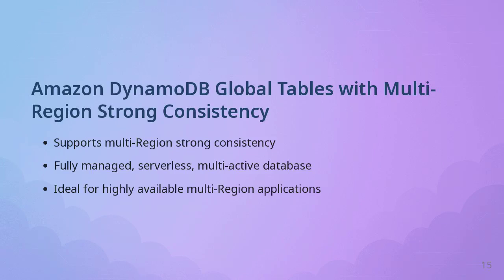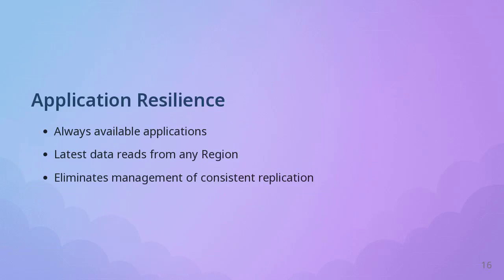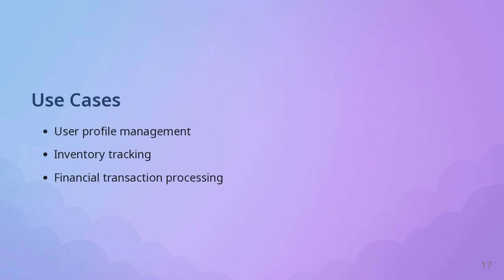Amazon DynamoDB Global Tables with multi-region strong consistency is now generally available. Starting today, Amazon DynamoDB Global Tables now supports multi-region strong consistency. This new capability allows the building of highly available multi-region applications with a recovery point objective, RPO, of 0, achieving the highest level of resilience. DynamoDB Global Tables with multi-region strong consistency provides the highest level of application resilience, enabling applications to always be available and read the latest data from any region. It also removes the undifferentiated heavy lifting of managing strongly consistent replication.